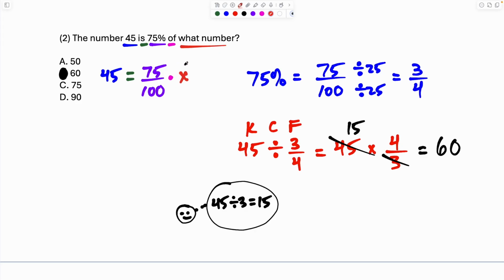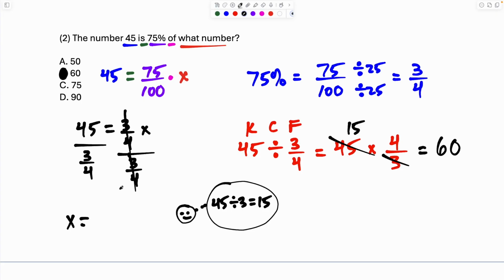Now we're just solving for x. Just like before, I can take 75 over 100 and reduce it to 3/4. So 45 is equal to 3/4 of x. To solve for x, I have 3/4 times x. The opposite of multiplying by 3/4 is dividing by 3/4, so I divide both sides by 3/4. Notice what I get here: x on its own equals 45 divided by 3/4. I already did that work over here, and it is equal to 60. We get the exact same answer.